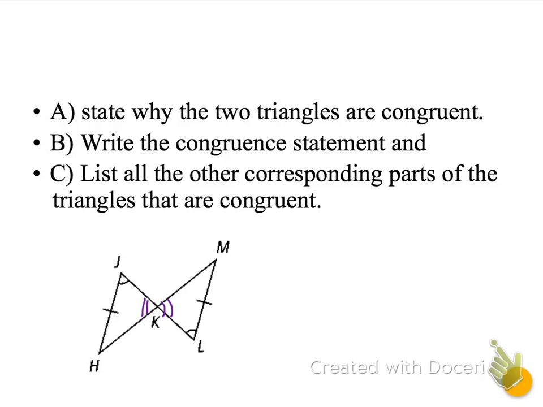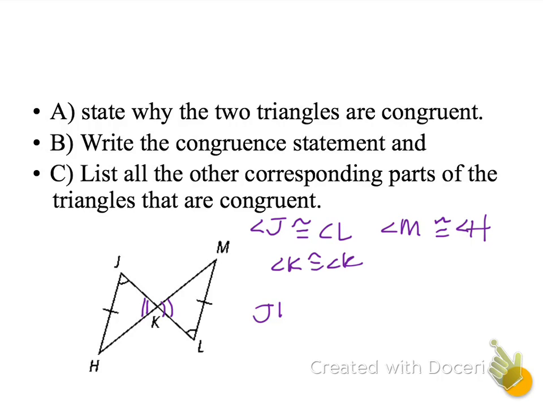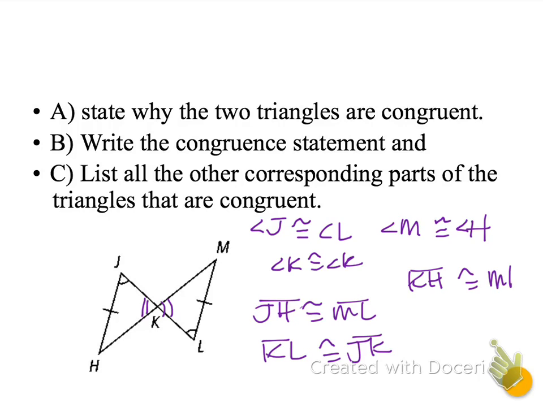Okay, so to do C, we have to list all the corresponding parts that are congruent. So angle J is congruent to angle L. Angle M is congruent to angle H. Angle K is congruent to angle K. And then sides, JH is congruent to ML. KL is congruent to JK. And what do we have left? KH is congruent to MK. So all the parts that are corresponding that are congruent. Because once we prove that the two triangles are congruent, that means all of those corresponding angles are congruent and all those corresponding sides are congruent.